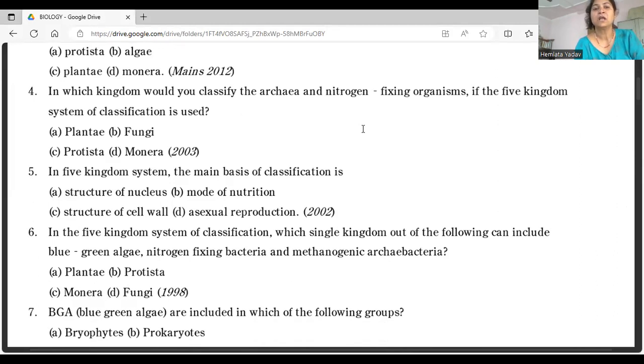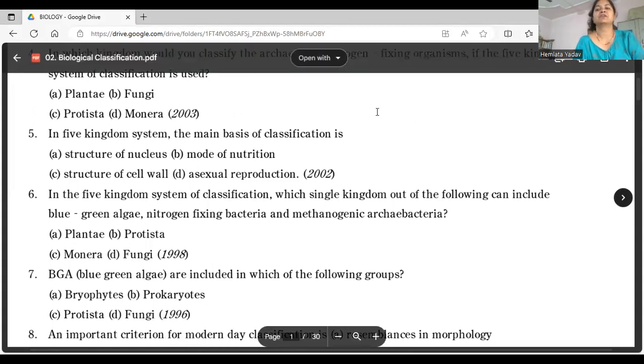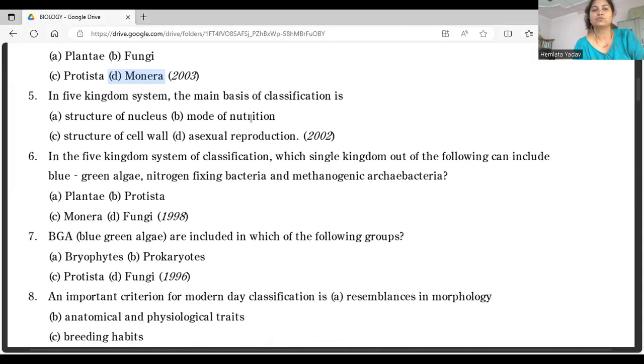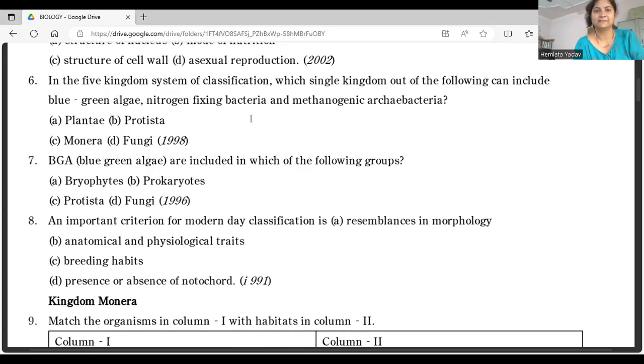In which kingdom would you classify the archaea and nitrogen fixing organisms in the 5 kingdom classification system? We will group the archaea and the nitrogen fixing organisms in the monera. So D is the answer. This is a very simple question, came in 2003. They belong to monera, because in monera all the bacteria come. In 5 kingdom classification, the main basis of classification was the structure of the nucleus.